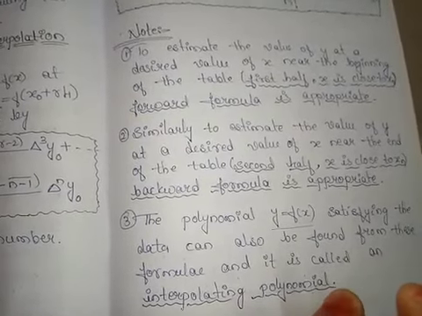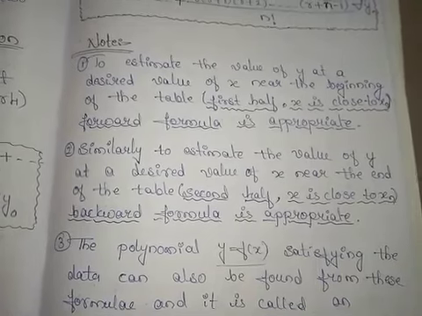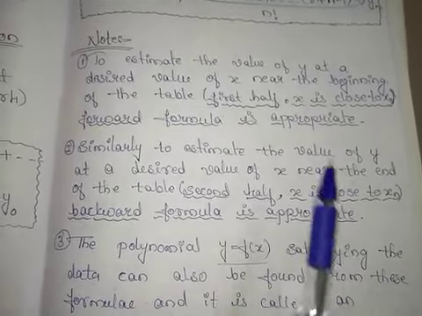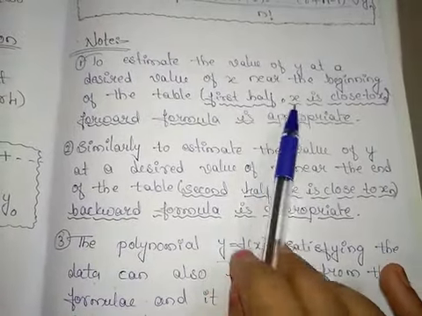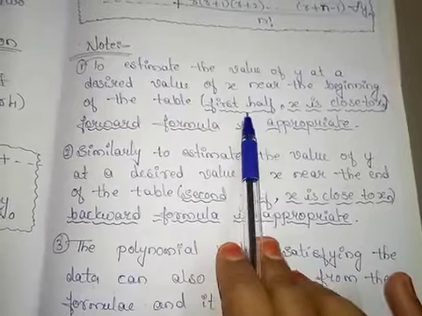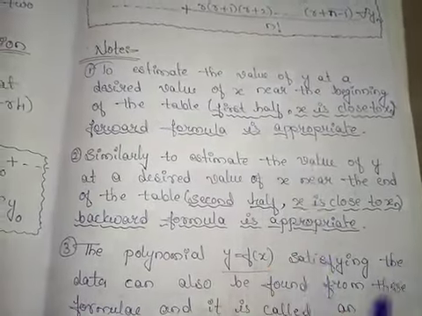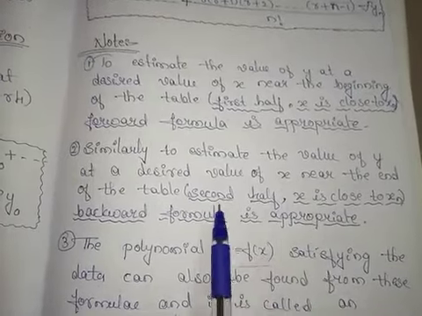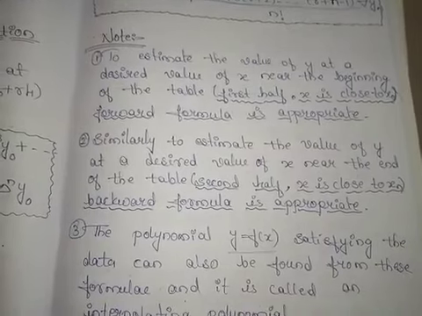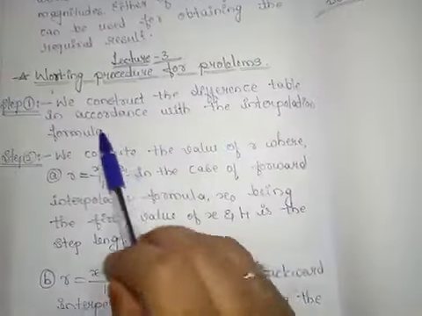the examples. And also I have explained to you that for our convenience, for easier calculation, we have some assumptions. That means if the desired x value lies in the first half, we have to use the forward interpolation formula, and if the desired x value lies in the second half, we have to use the backward interpolation formula. Now let us see the working procedure.